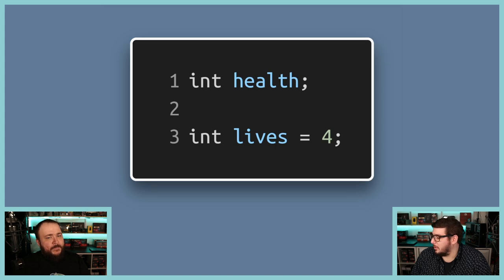Is that decided somewhere else then? So it is given a memory address in RAM, because all code is loaded into RAM. It is just put somewhere into RAM where the executable lives. And then health gets the value of whatever was there in RAM before. So we call it junk, basically. Yeah. It is whatever was there last. So it could be the number 4. It could be the number 4 billion.